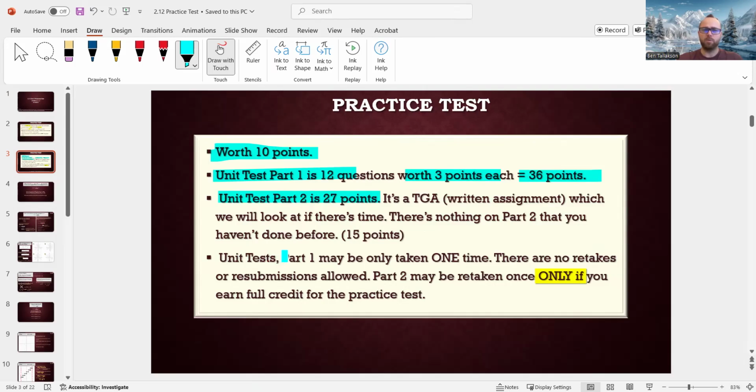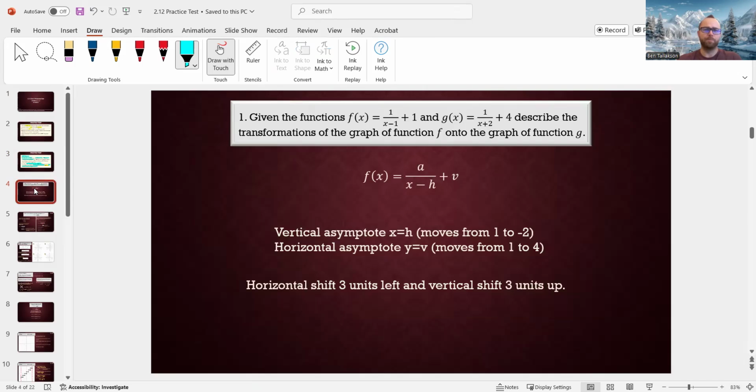Don't forget, all part 1 tests may only be taken one time. You can take your time with that and revisit it if you need to. Take your time, no retakes, but part 2 can be retaken once and only once, but you have to earn full credit for the practice test. With that said, let's look at number 1. We're going to go through 1 through 6 today and 7 through 12 next time.